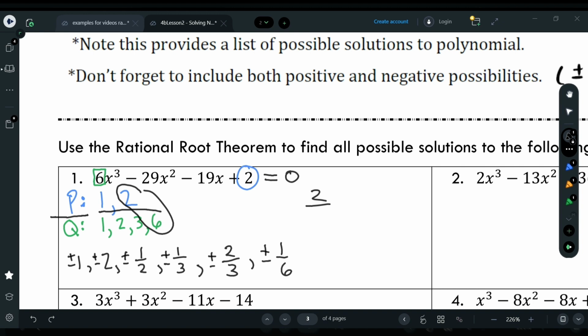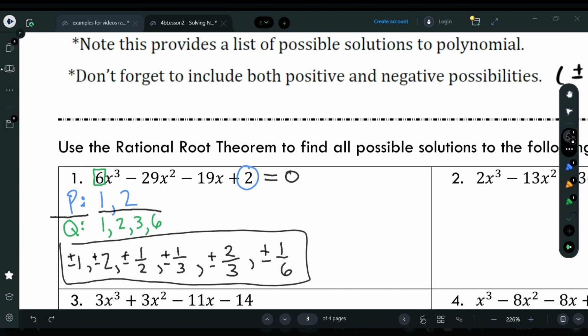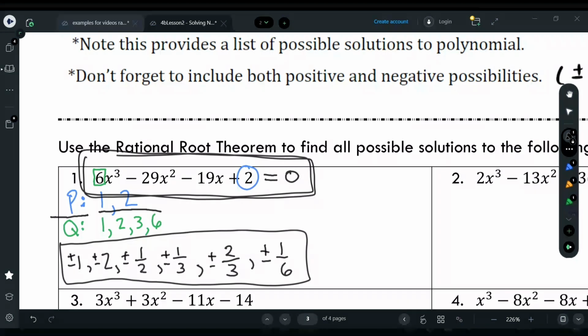Okay, and we've gone through all the possible combinations here. So this here is the list of possible solutions to this equation. Okay, if this equation has any solutions that are whole numbers or fractions, it's guaranteed to be on the list. That's what the rational root theorem tells us. Okay, so we're going to stop there. This is what it asked us to do. Find all the possible solutions, and that's what we did.